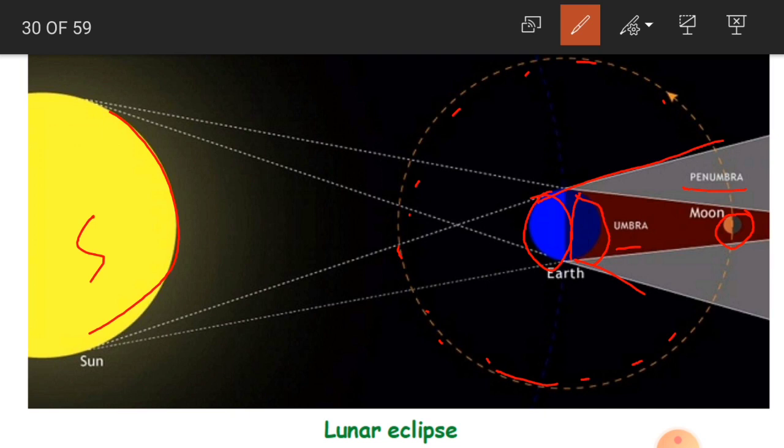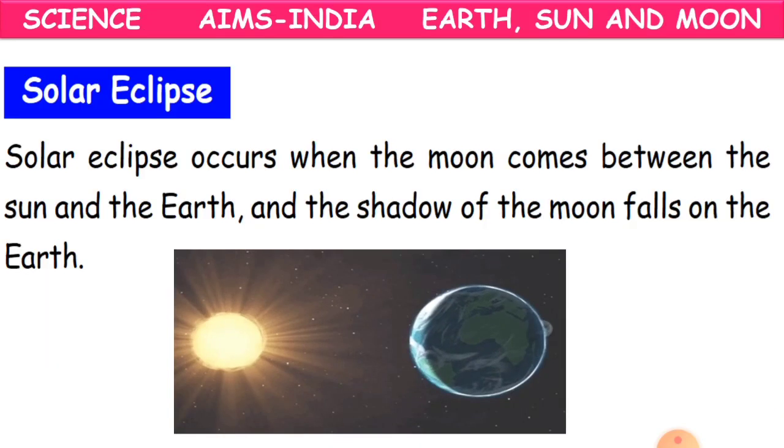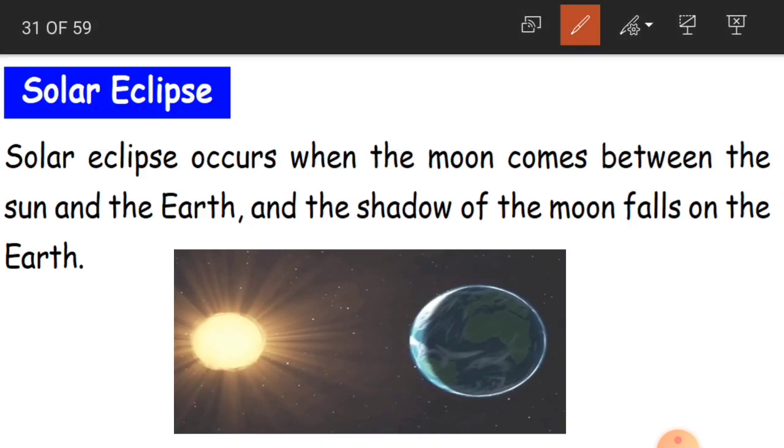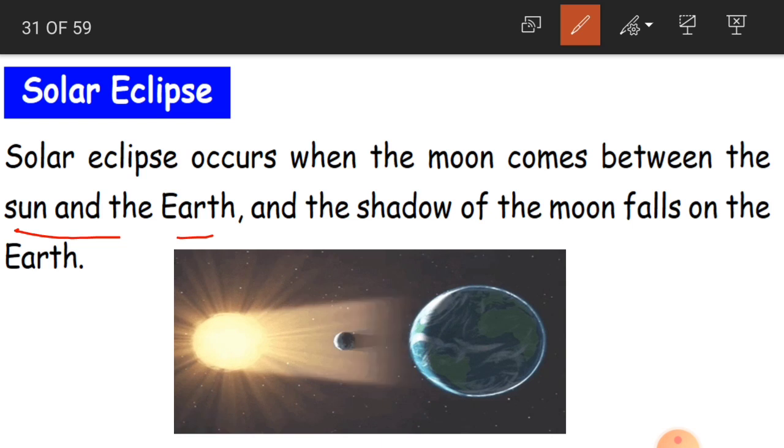Okay children, clear? So when the earth is going to stand between the sun and the moon, we will be able to get the lunar eclipse. Clear children? Now what about solar eclipse? Solar is nothing but sun. Solar is meant for sun rays, and a solar eclipse occurs when the moon comes between the sun and the earth. So in solar eclipse, what happens?